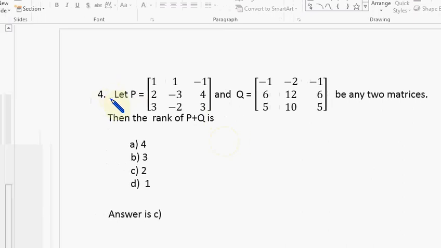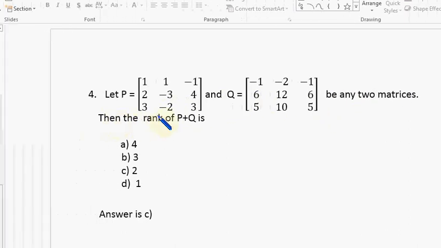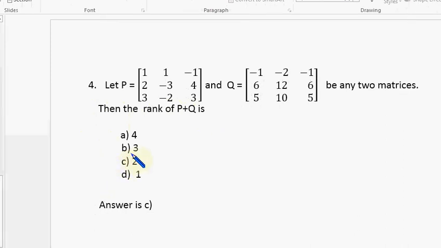Similarly, next one: let P be a 3 cross 3 matrix and Q also a 3 cross 3 matrix, two matrices, then the rank of the matrix P plus Q is 2. That means when I add these two matrices and operate with row reduced echelon form, the last row must be a zero row. The remaining first and second rows are non-zero rows. Therefore the rank of the matrix is 2.